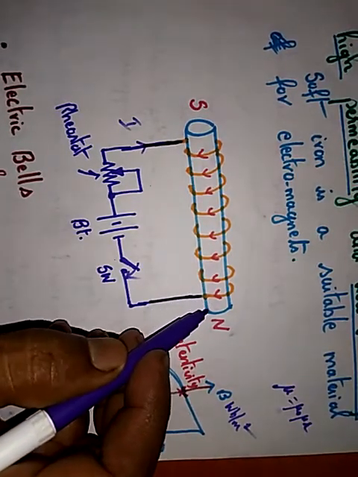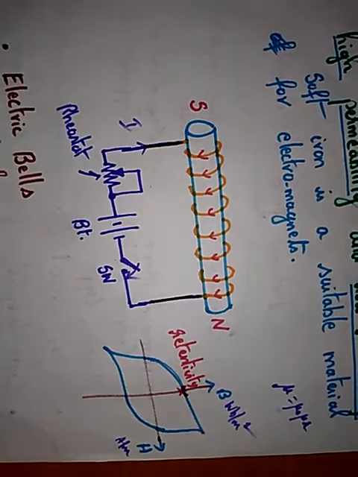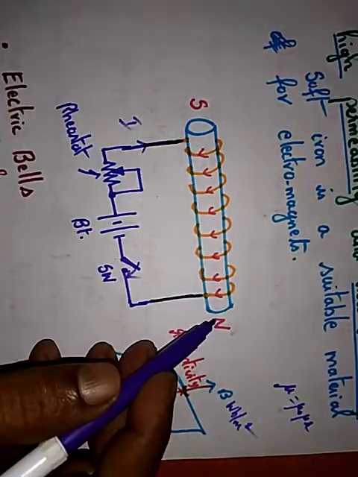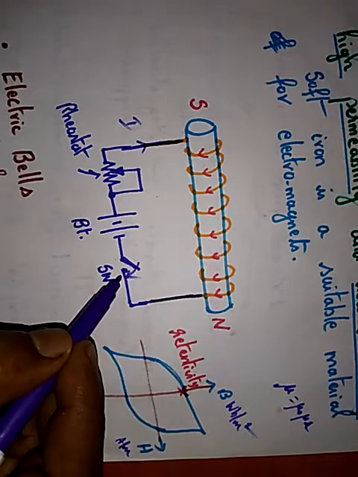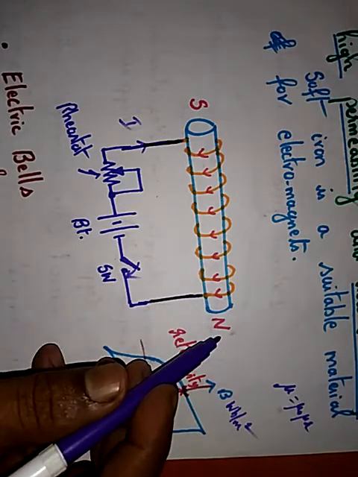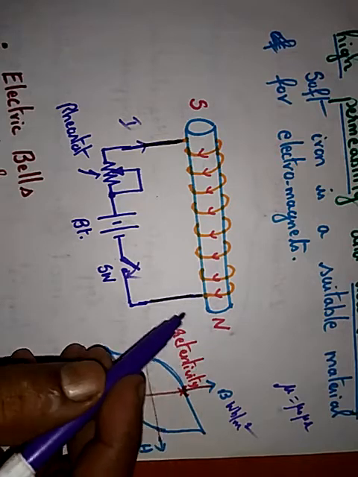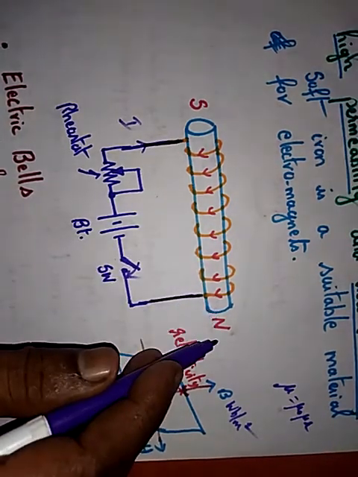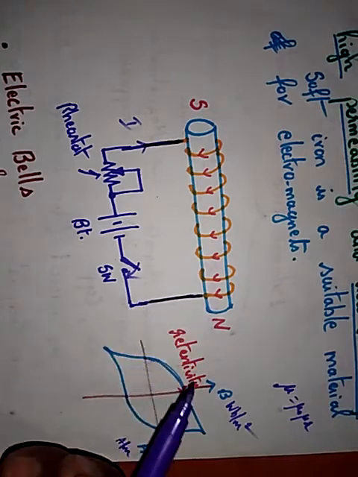As we already said, the retentivity of the material that we are using as a core should be very low. These are some of the points for making an electromagnet. When the switch is on, this piece of material will act as a magnet. Once the switch is off, it loses its magnetic property because there won't be any retentivity.